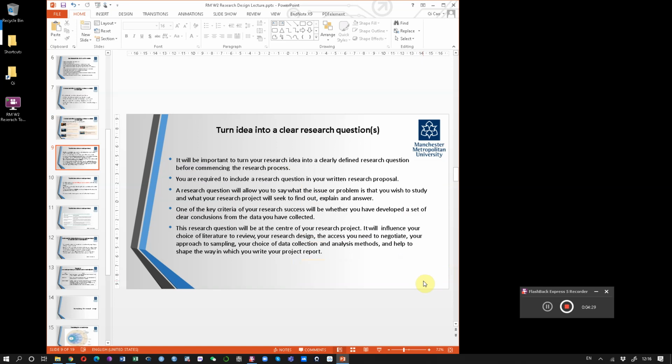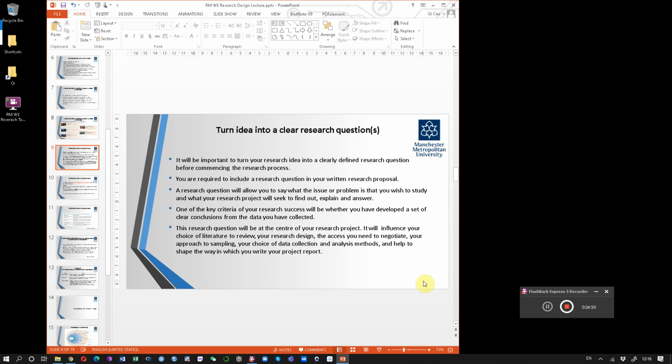For the research topic, it will be important that you could clearly define it before you start to use it in the research project, in the dissertation writing process. You're required to have a research question. The research question is different from your research topic, of course, and we'll look at the difference very soon.